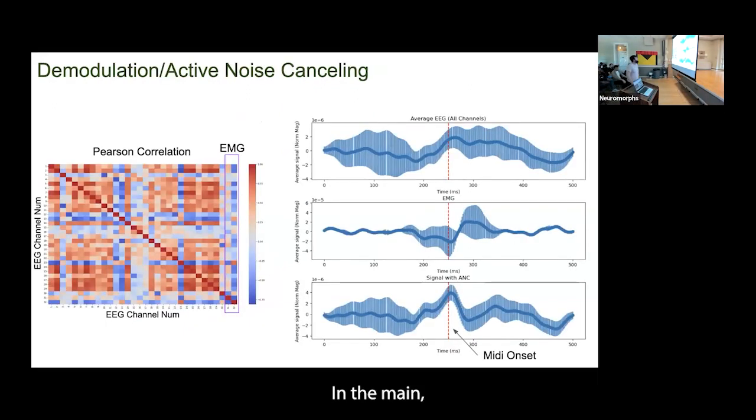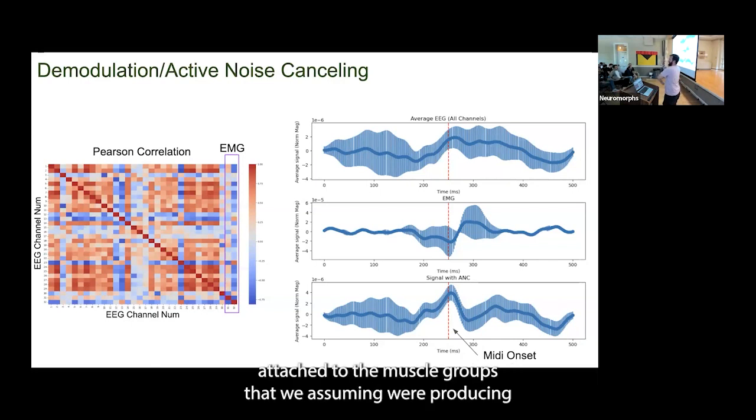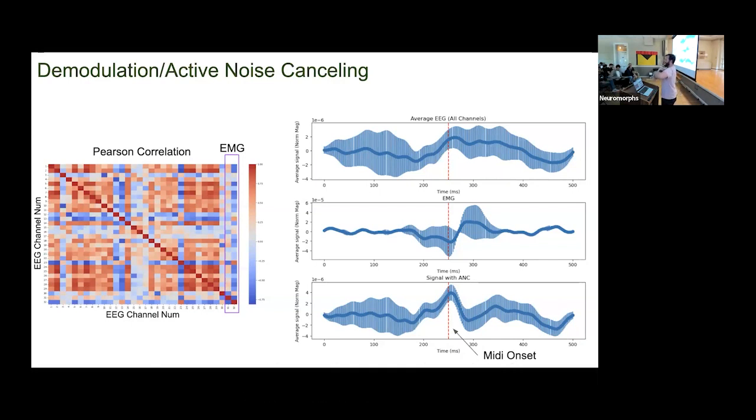So in the vein of using EMG artifacts, we ran a couple of experiments where we had EMG leads attached to the muscle groups that we assumed were producing effects that were going to be in our EEG signal that we didn't want.